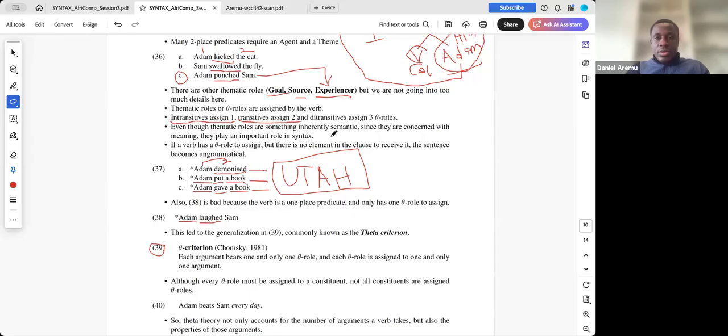But 38 becomes, if you say Adam laughed at Sam. Yes, that's true. But then in that case, it is no longer laugh assigning anything to Sam. It is Adam laughed at Sam. At Sam is a PP, and then the P, the preposition, can also assign a theta role, basically. So yes, you are right. That can be a grammatical sentence.